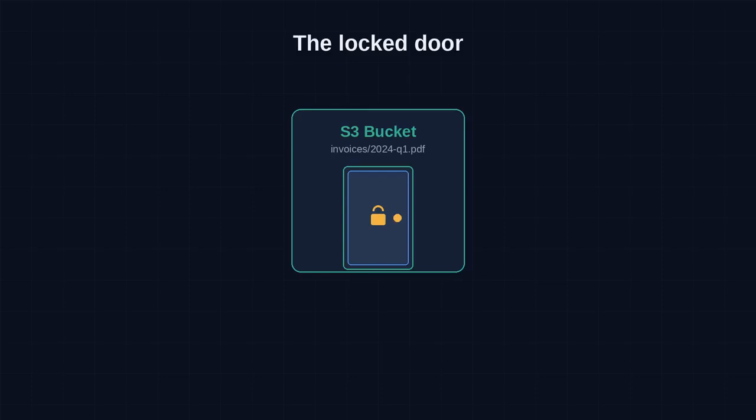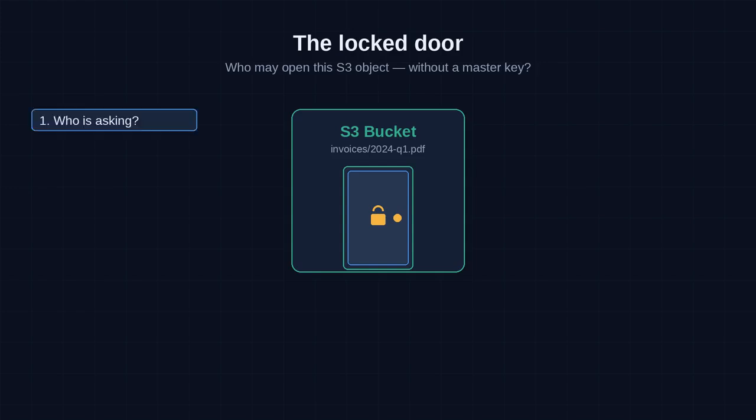Imagine a single file sitting in an S3 bucket, maybe a customer invoice, maybe a private key. Someone or something asks AWS to open that door and read the object. Here's the puzzle. How does AWS decide whether to unlock it without handing every developer, every server, and every script a permanent master key? Being on AWS is not enough.